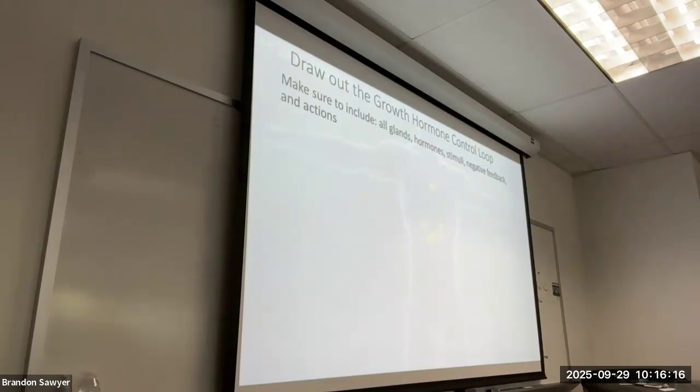What are the glands involved? What are the hormones involved? What starts this whole process? What's the stimuli on top? And then what provides the negative feedback and the actions? Okay, and you've already written out the actions, but just go ahead and try that for a sec with the people around you, and then we'll come back together in just a sec.